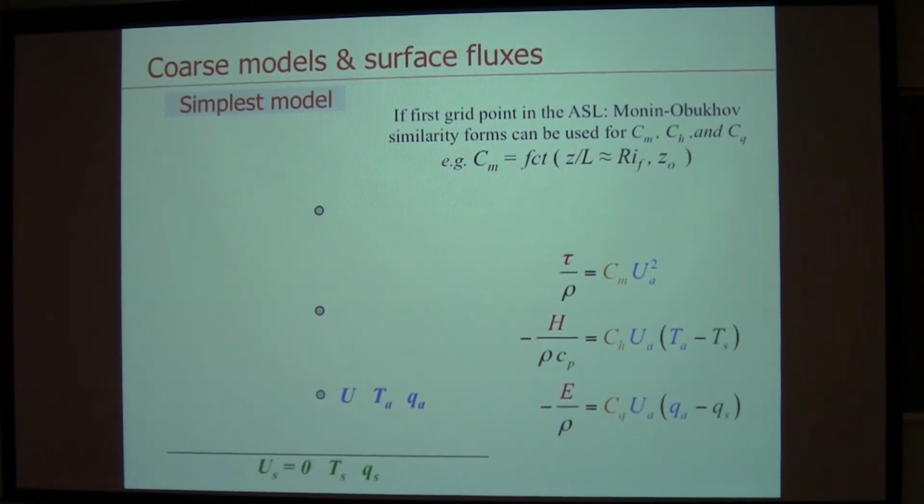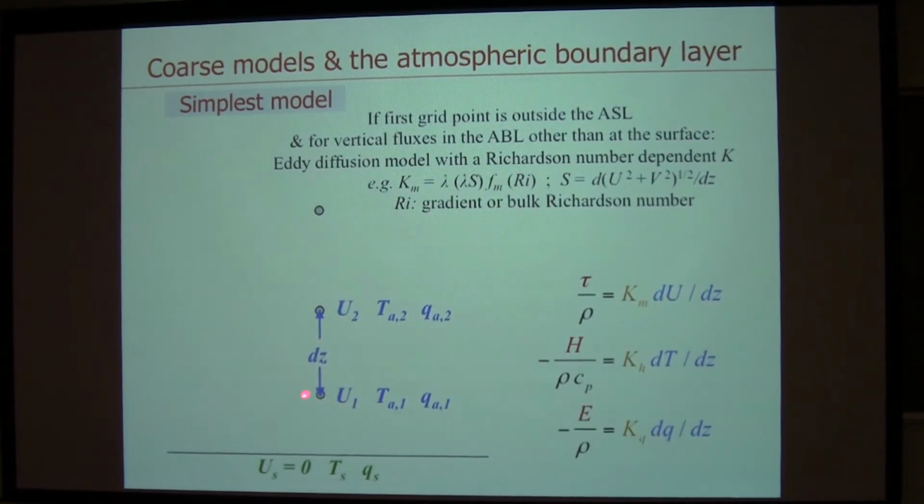Now, if you're away from the surface, or if your first grid point is not in the atmospheric surface layer, or if you are in conditions where Monin-Obukhov breaks down, you have something quite similar. So instead of C, we have a K, and now we multiply it by a gradient. This is the momentum diffusivity and the heat and moisture diffusivity that are caused by turbulence. So these are turbulent diffusivities, right? And you basically want to write these models for the turbulent flux of momentum, of heat, and of water vapor.